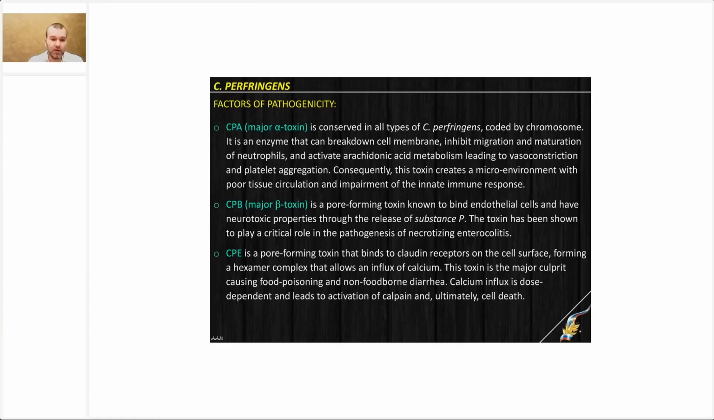And in general, the effect of the toxin is manifested by creation of conditions with very poor oxygenation and poor blood circulation in tissues. It is impairment of immune response and poor vital functions of the affected area. CPB, or major beta toxin, that toxin is targeted against endothelial cells and some neural cells.